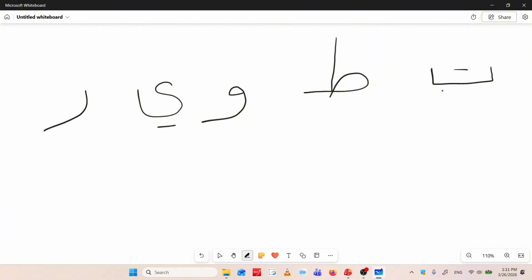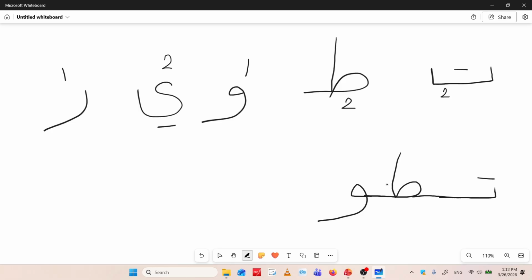So, ta is a two-way connector. Wow is a one-way connector, and same thing with the ra. And then we have the ya, which is a two-way connector. So we'll write the initial ta, and then we are going to connect it to ta. Then we have wow. Like I said, the wow is a one-way connector, which means it's not going to connect to the ya behind it.